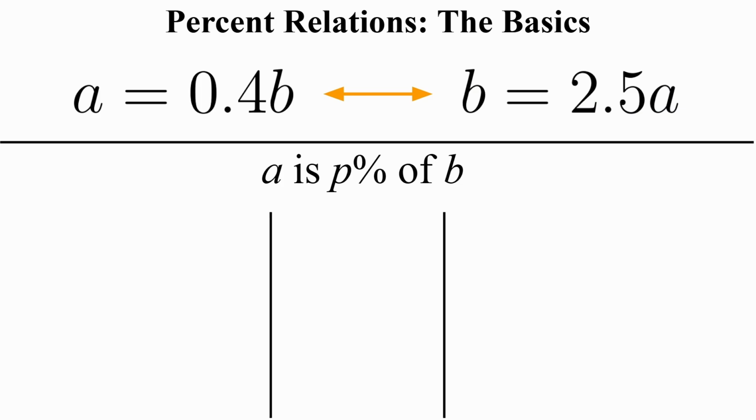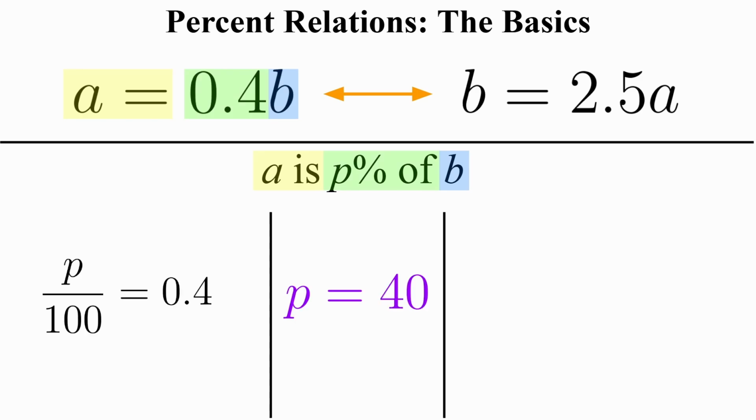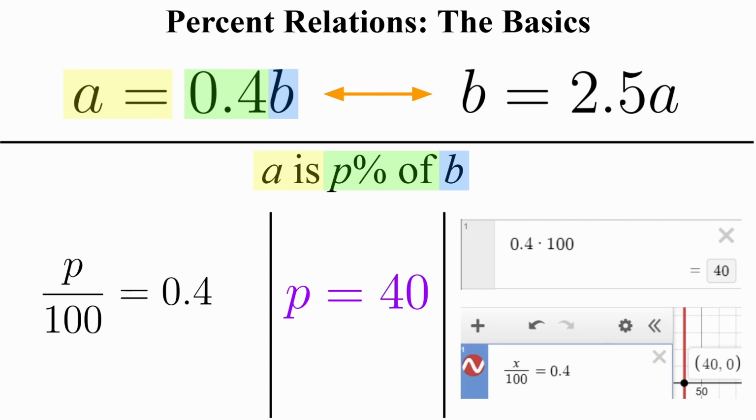Okay, this one says A is P% of B. So we want the A to be isolated, so we'll use that first equation again. P% of, well, to change that to a decimal, you just multiply by 100. So we'll do a very similar process. We get 40. And you could also just do that on a calculator or graph it if you were unsure.